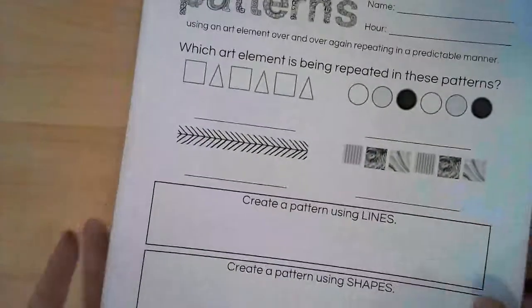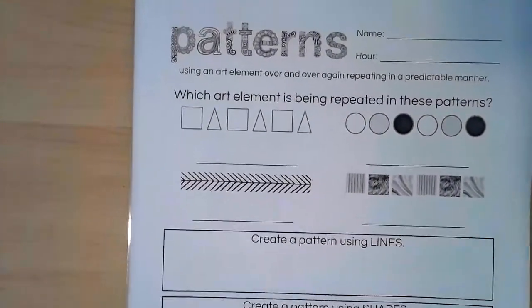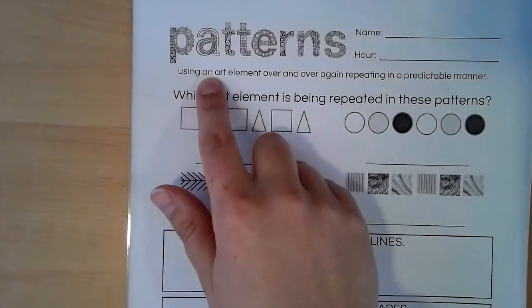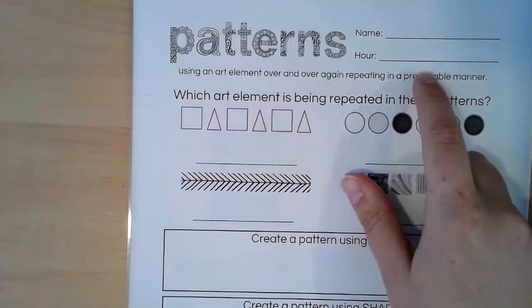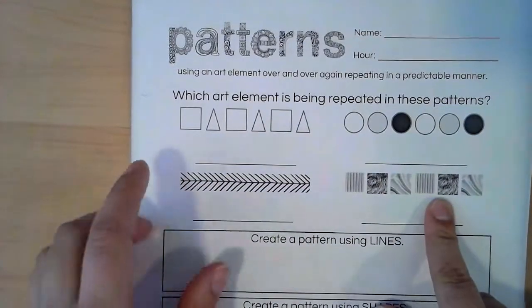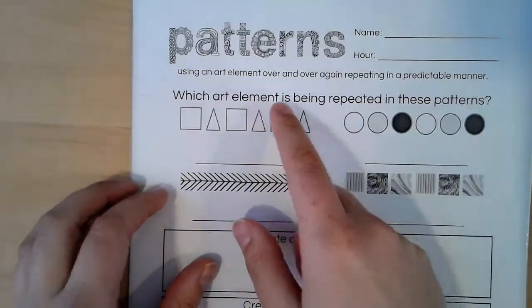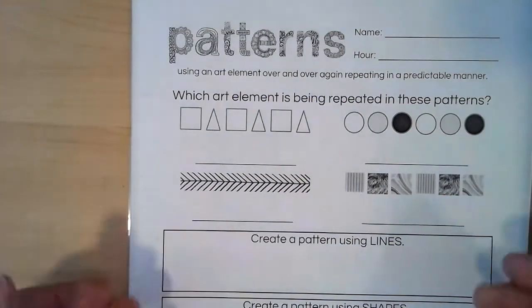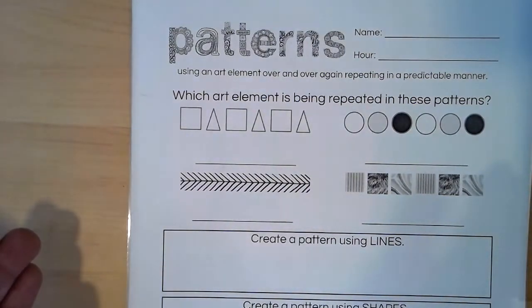So our pattern exercise has two parts to it. We have our definition for pattern once again here. Make sure you put your name on it. At this top part, you are going to be selecting an art element that you see that is repeating over and over again. So do you see shapes being repeated? Do you see lines, value, form, texture, space, color?